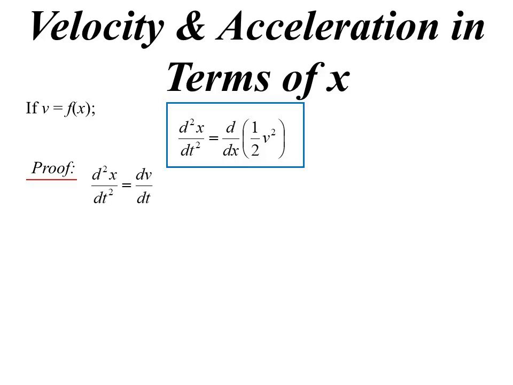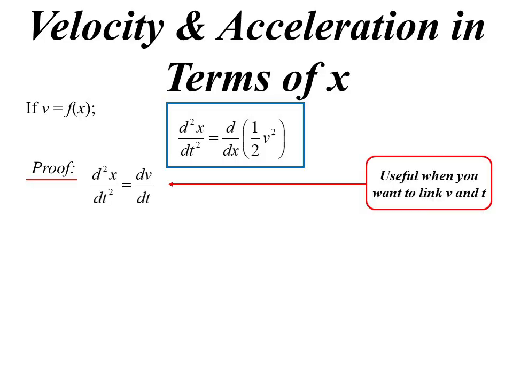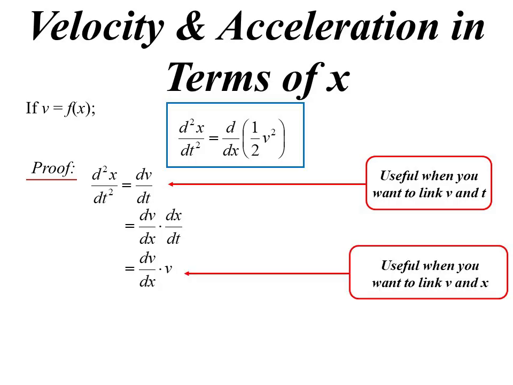Let's prove it. We know it's dv dt, that we know. And that's useful if I want to link velocity and time together. So if I am interested in time, then yes, dv dt is useful. Let's play around with the dv dt. I could rewrite it using implicit differentiation, chain rule, call it whatever you like: dv dx times dx dt, which means it is dv dx times v. So v times dv dx. Now that is useful when I want to link velocity and displacement together.